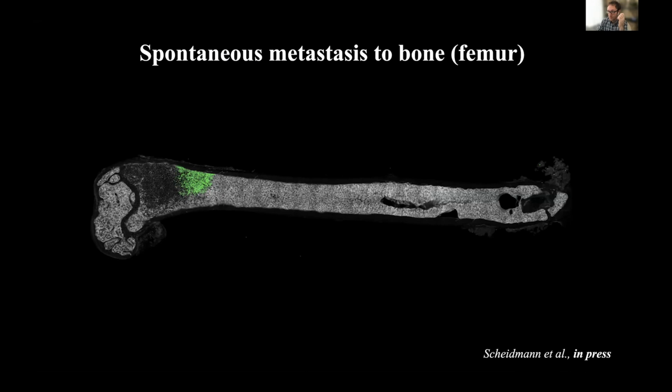And we were able to recapitulate instead things like bone metastasis. You can see here the entire femur of the mouse. This is imaging done by Tim Schroeder at ETH. And you can see here metastasis to the bone spontaneously derived from the mammary tumor.